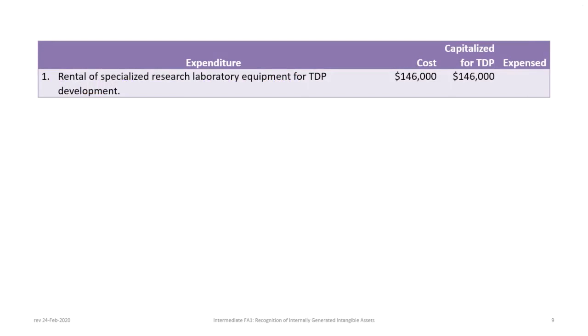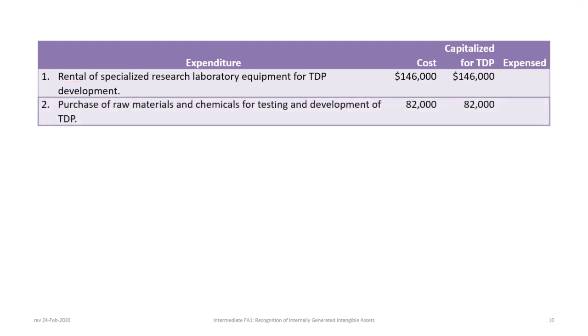What we will do now is go through each of the costs identified in the problem and determine if it's to be capitalized or if it's to be expensed. The first expenditure is the rental of specialized research lab equipment. Since that can be directly attributed to the development of TDP, we will allocate all of that cost to TDP, and therefore it will be capitalized. The next expenditure is the purchase of raw materials and chemicals for testing and development of TDP.